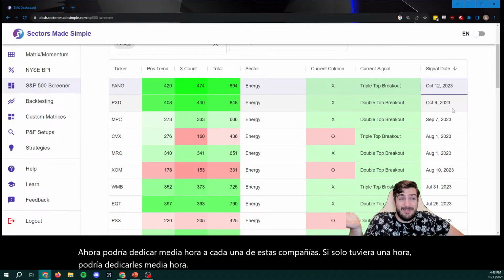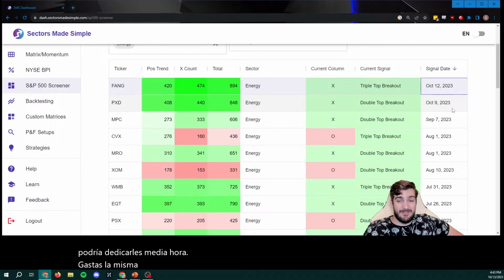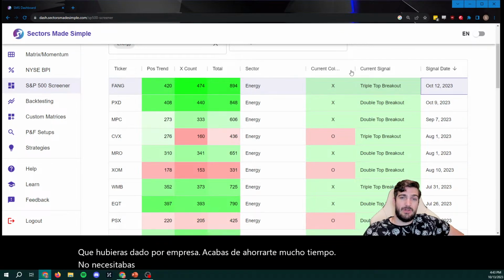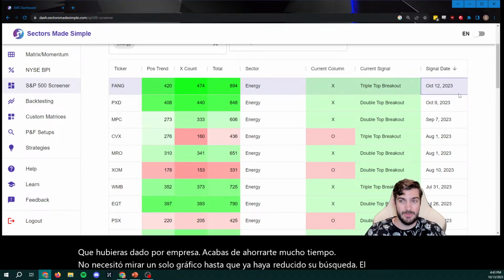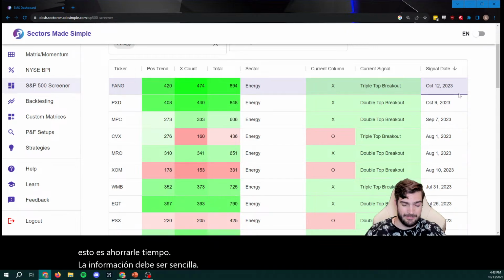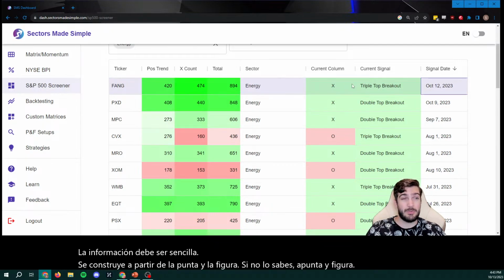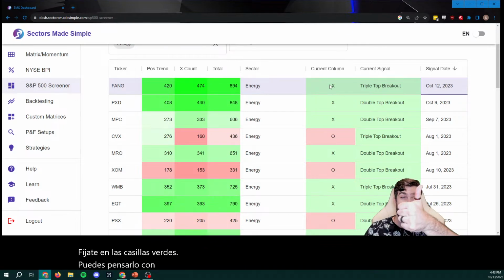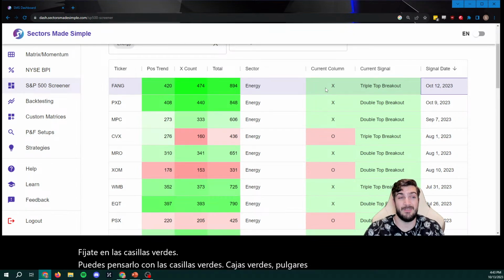Or you spend the same amount of time, that 5 minutes that you would have given per company, you just saved yourself a lot of time. You didn't need to look at a single chart until you've already narrowed down your search. The point of this is to save you time. The information should be simple. It is built off of point and figure. If you don't know point and figure, look at the green boxes. Green boxes, thumbs up. Red boxes, thumbs down. Simple as that.